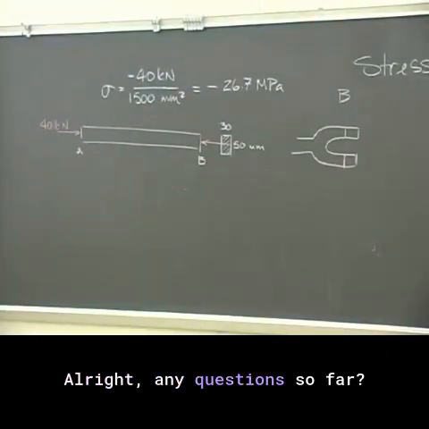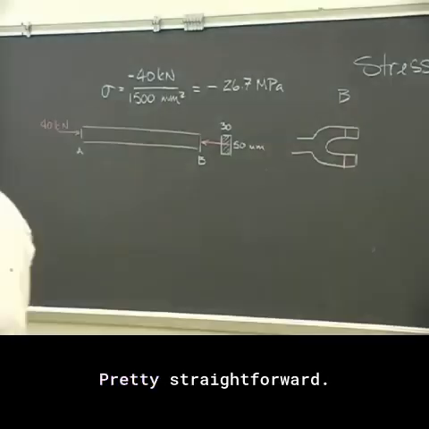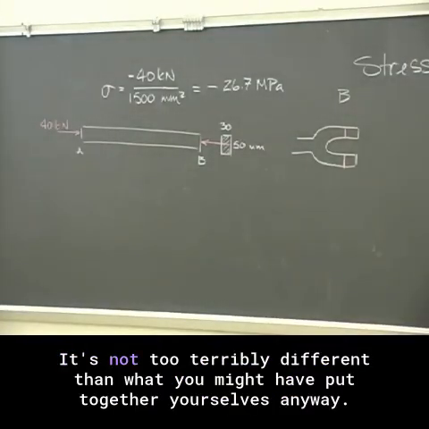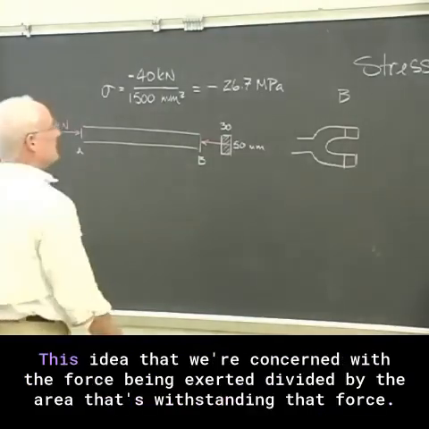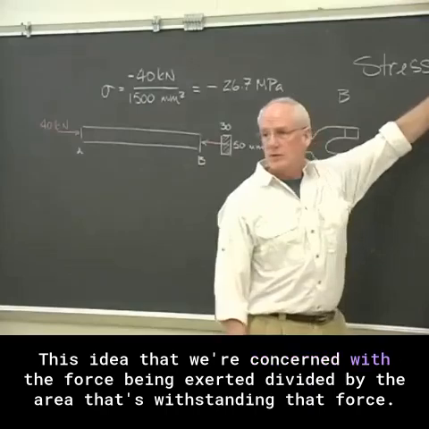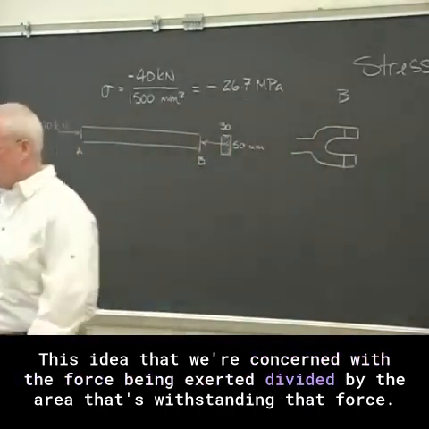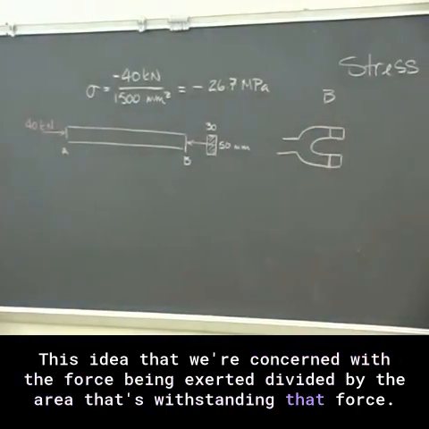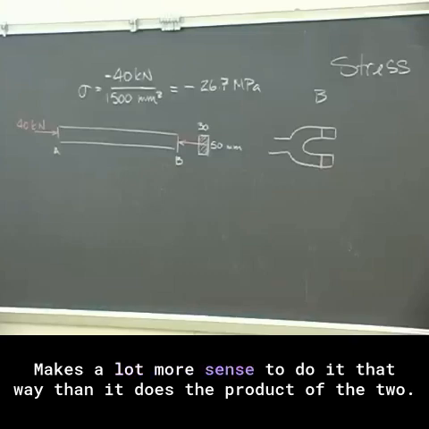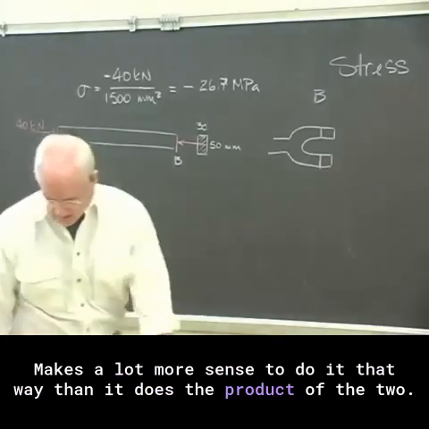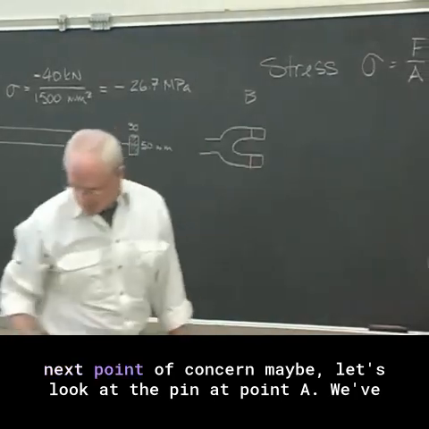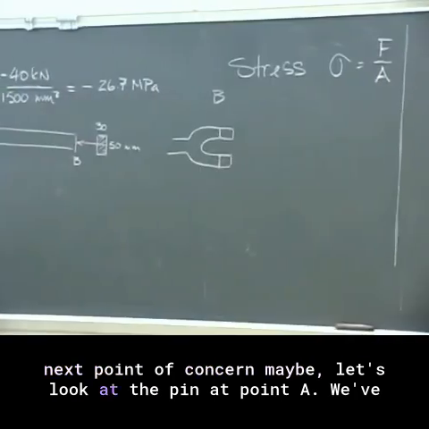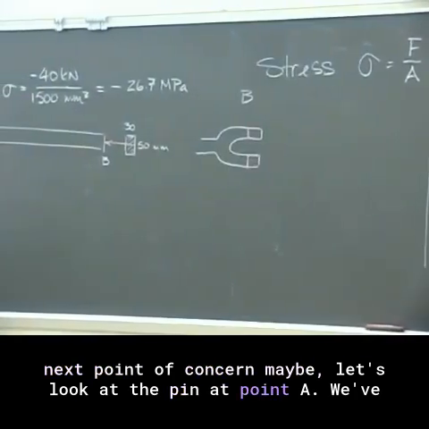All right, any questions so far? Pretty straightforward. It's not too terribly different than what you might have put together yourselves anyway. This idea that we're concerned with the force being exerted divided by the area that's withstanding that force makes a lot more sense than the product of the two. Next point of concern, maybe, let's look at the pin at point A.